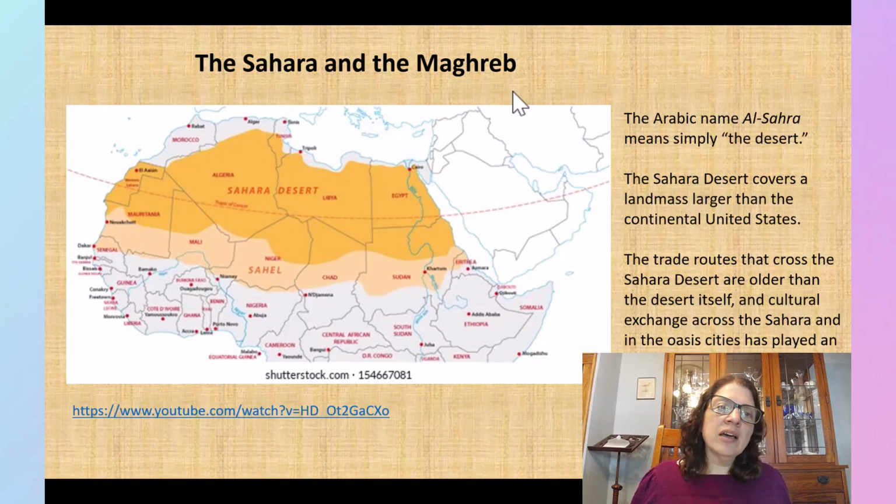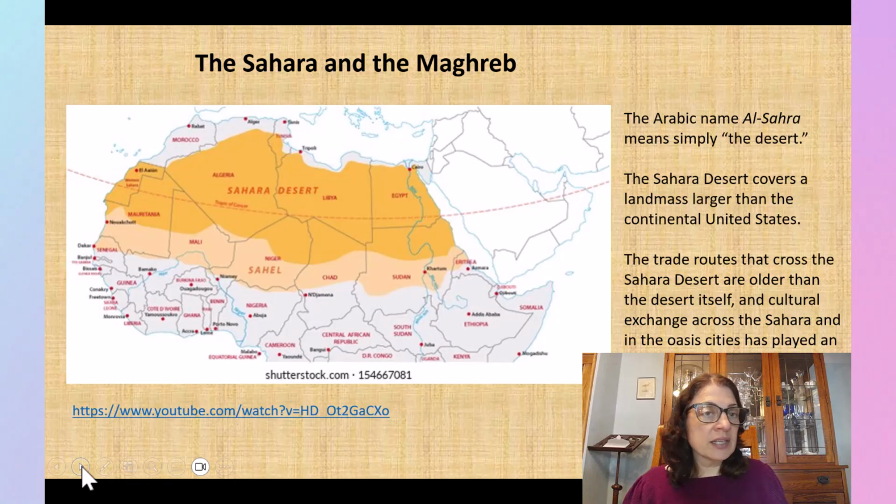We also know that for thousands of years, we've had trade routes that have crossed the desert. And these were set up very, very early on, and we'll be looking at some of those.